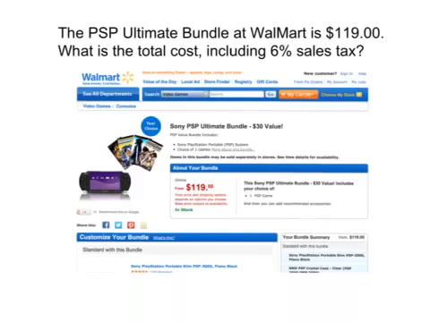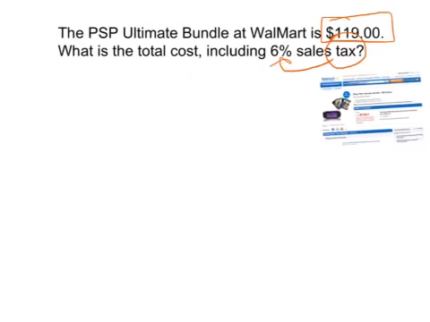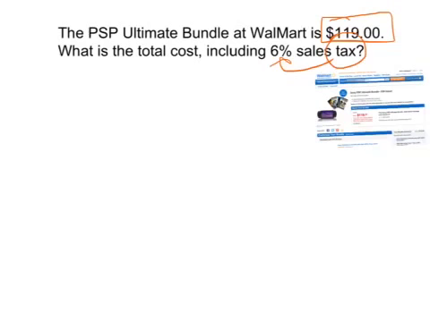Again, some very important information in this problem. First, the vocabulary term, the sales tax. The sales tax looks to be at a rate of 6%. So what we're going to do is find how much tax we would pay for an item that is priced at $119. So let's come over here and work out the problem.